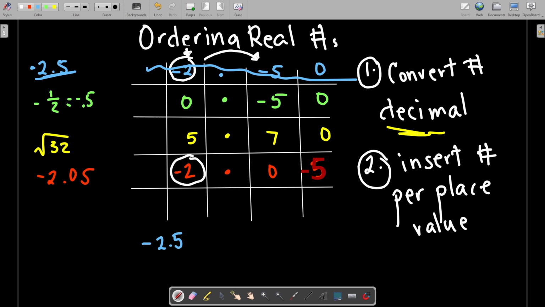Let's go back to the first place value. Between 0, 5, and negative 2, which is the least value? Negative 2. All right. What is our next value? Negative 2.05. Cross that out. We don't need that anymore. Back to the first place value. We have 0 and 5 left. Which is the lesser value? 0 or 5? The lesser value is 0. So what is your next value? It is negative 1/2. And the last value is square root of 32.